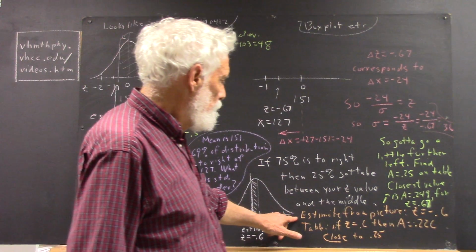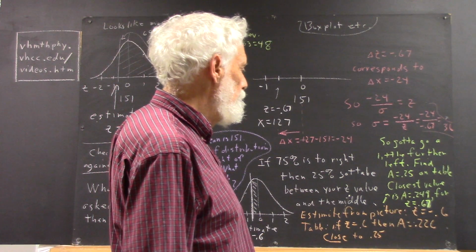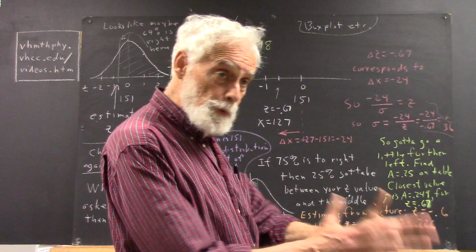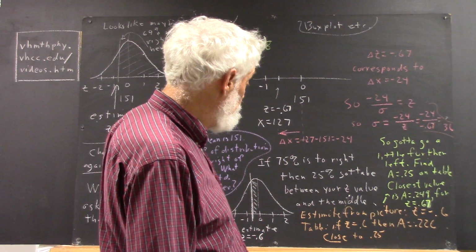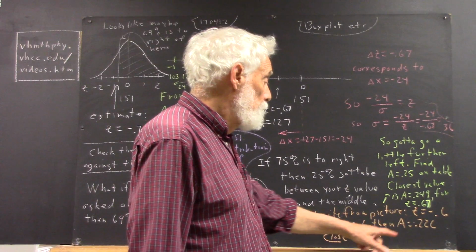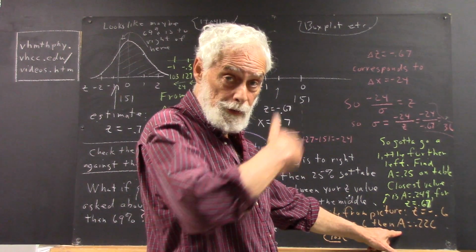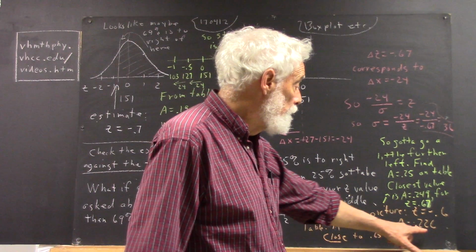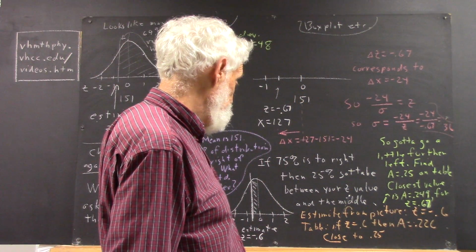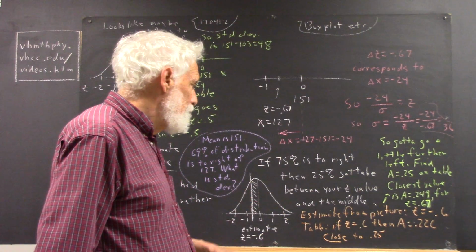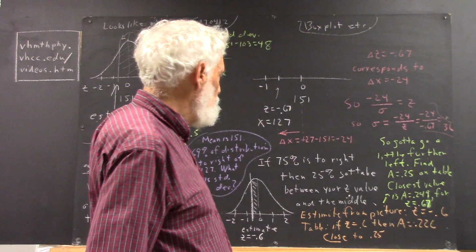Okay, well, we go to here. Our estimate from the picture was z equals negative 0.6. So we go to the table, we look up z equals 0.6, and we find that the area between the middle and z equals either positive 0.6 or negative 0.6, since the curve is symmetric, is 0.226. Okay? Now, how does that compare with what we need?